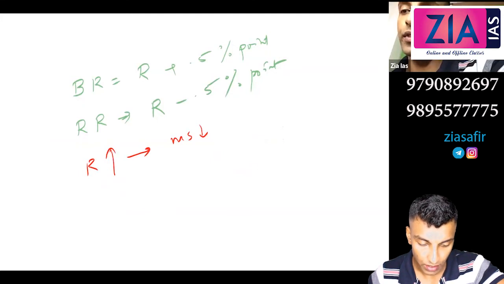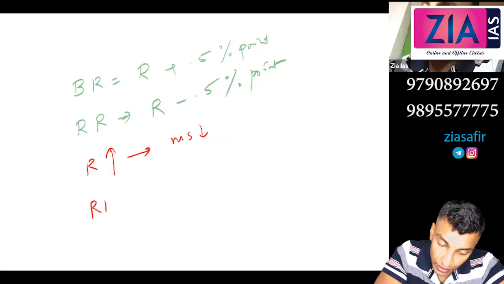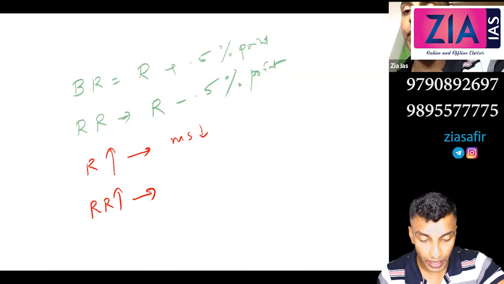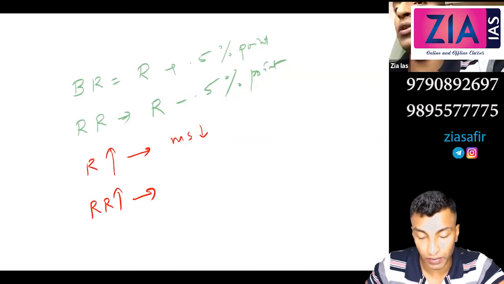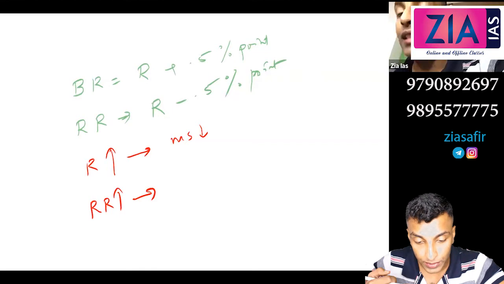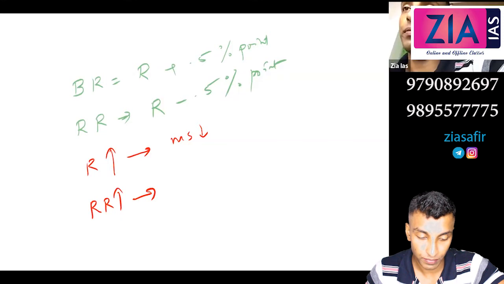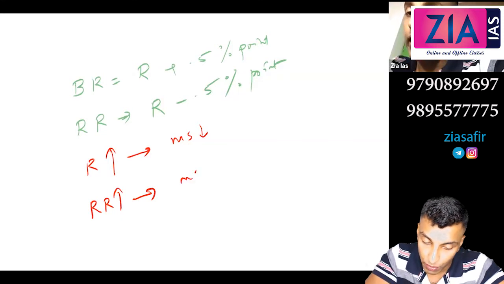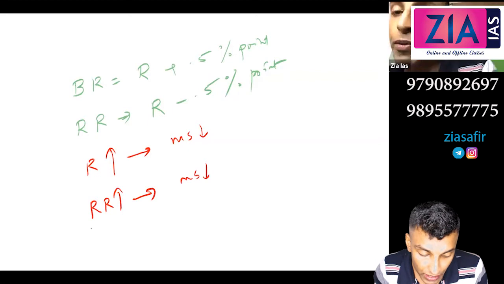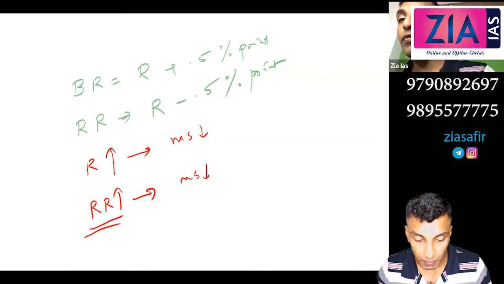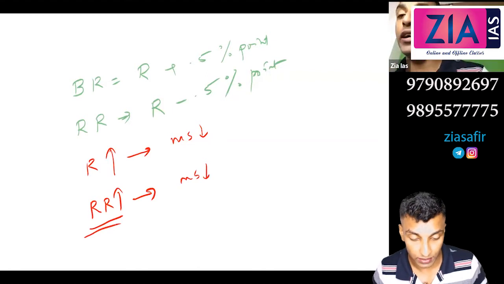If repo is increasing, money supply decreases because banks are not able to borrow at a high interest. Similarly, when reverse repo is increasing, there is a reverse impact. Now banks can keep money with RBI and RBI is giving better interest. So banks themselves will opt to keep money with RBI when reverse repo is increasing. In that context also, money supply will decrease. Banks choose to keep money with RBI instead of lending to the public because RBI is offering better interest.